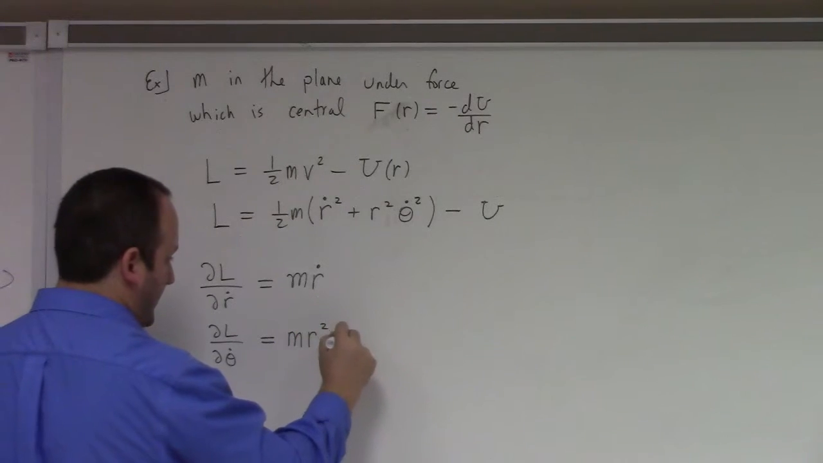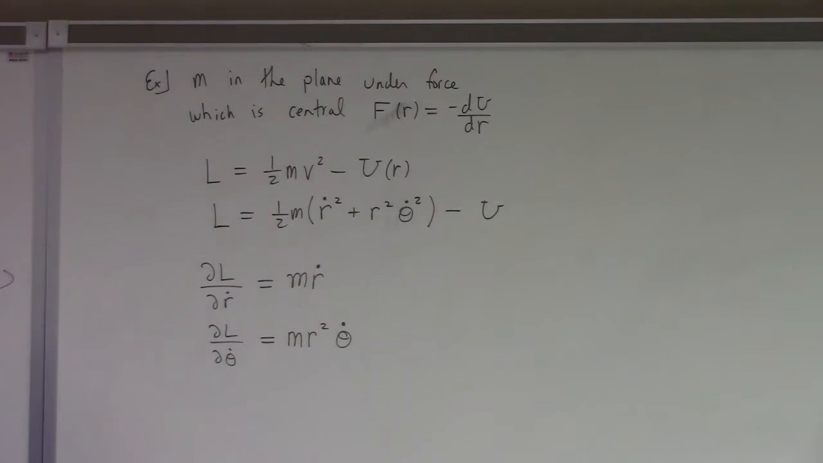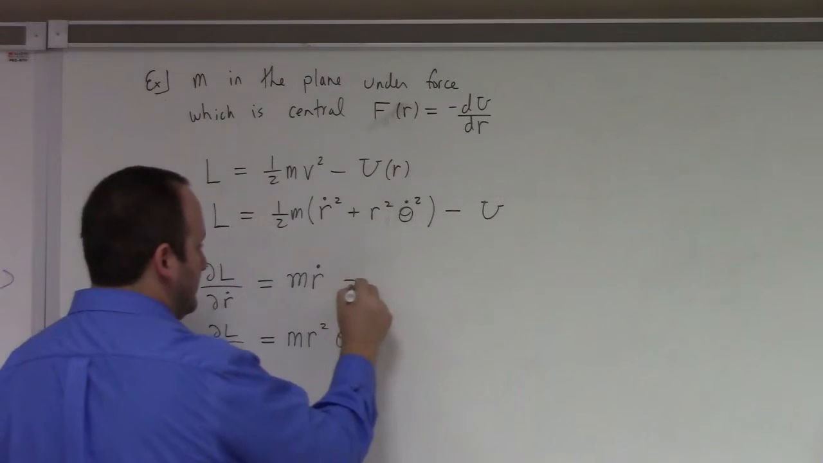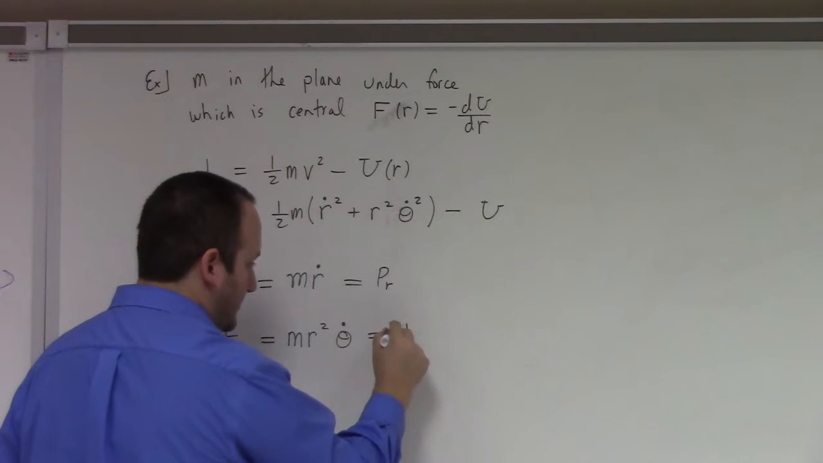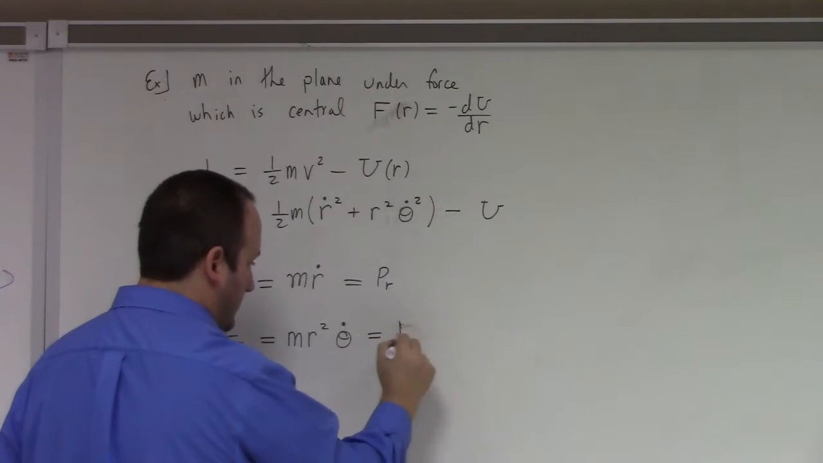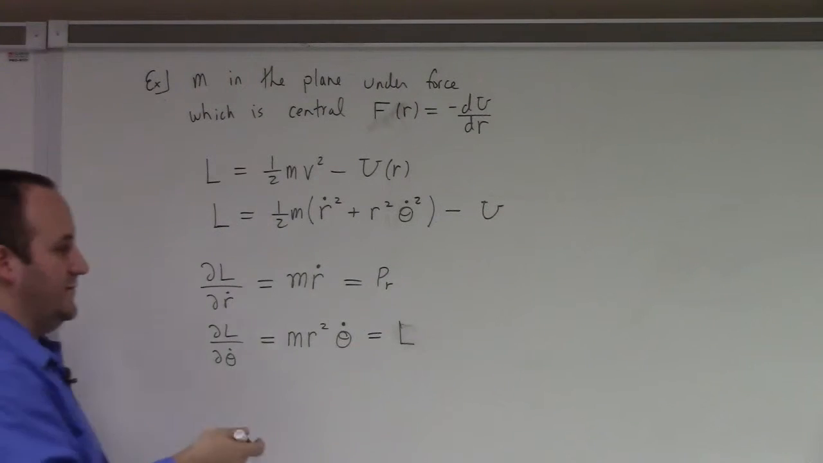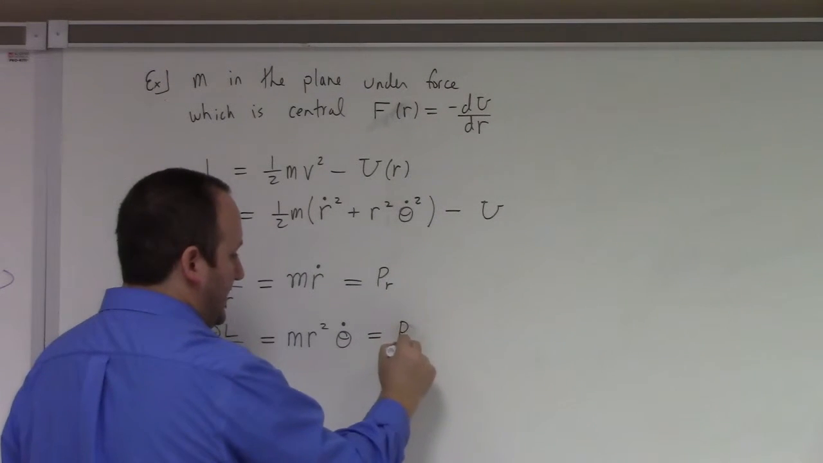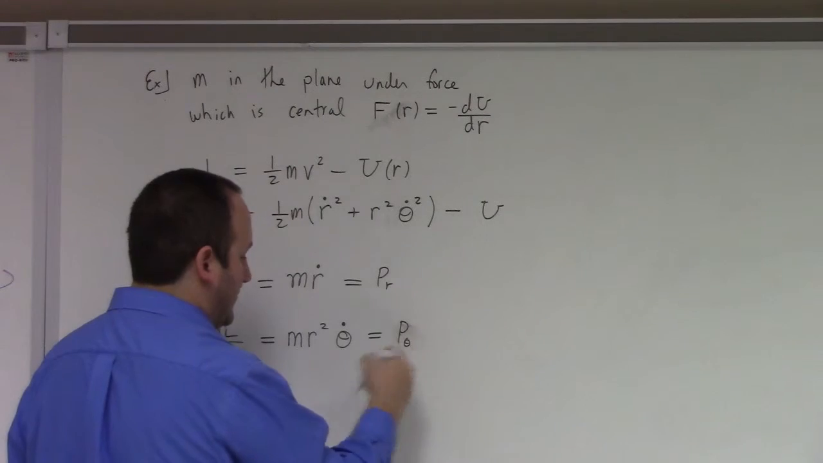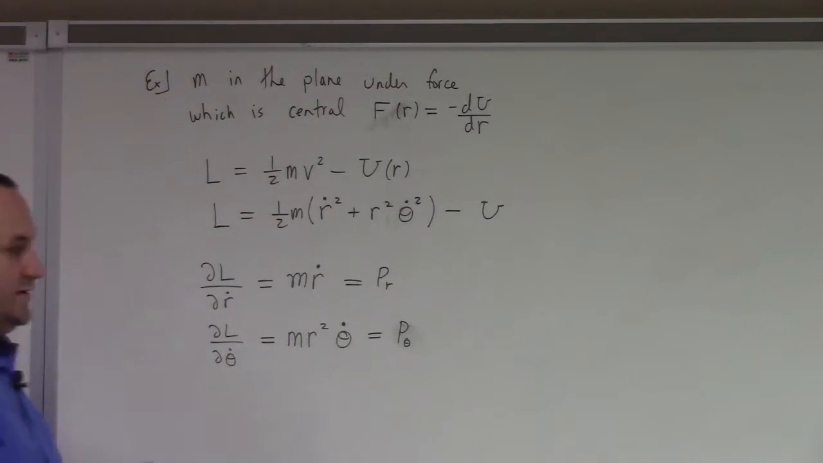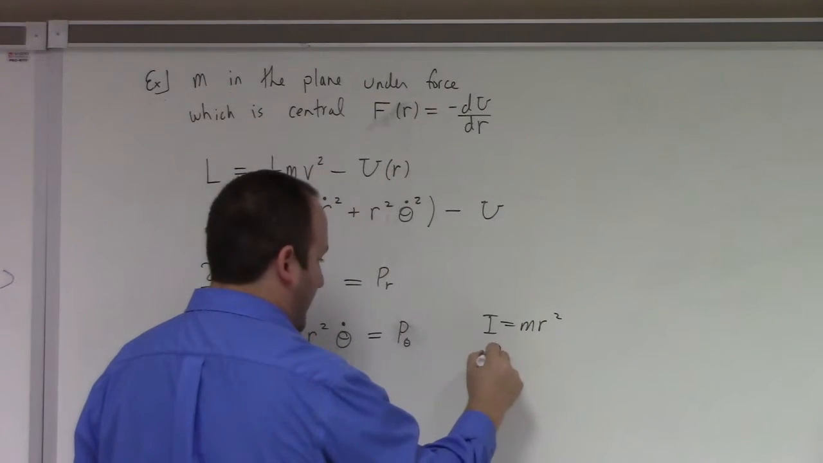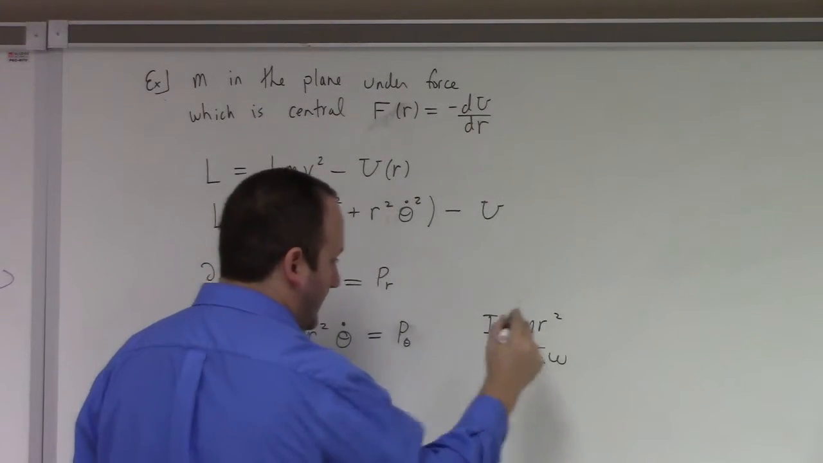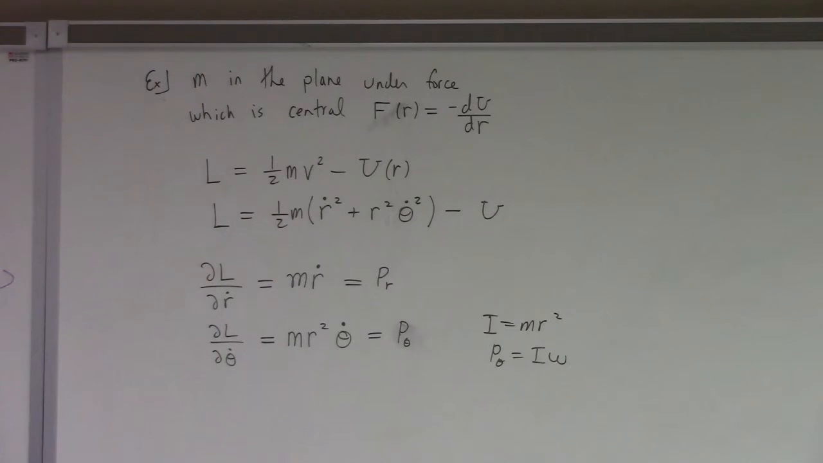m r squared theta dot, yeah. This is not an accident. This is the momentum in the r direction. This is the so-called angular momentum, or usually I use an L. Or you could call it p sub theta, but when theta is not a linear coordinate, it's an angular coordinate, this is the angular momentum. You might remember that the moment of inertia is m r squared for a point particle, and so what you have here is p theta is equal to I omega. Maybe you remember that.